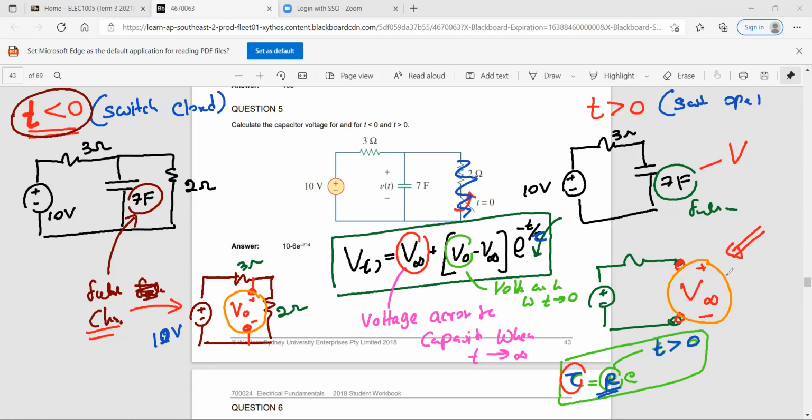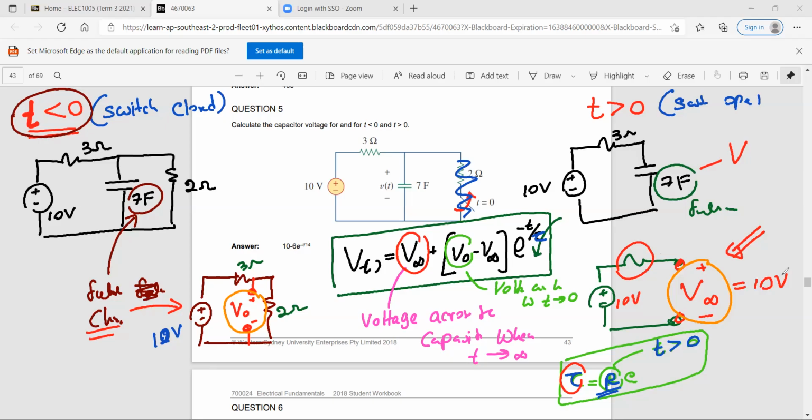What is the V infinity in this case, guys? Look at this circuit. Is there any current going across this resistor? No, because it is open. So what is V infinity? That is 10 volts. Do you agree?